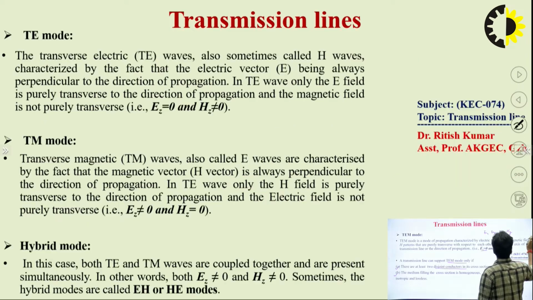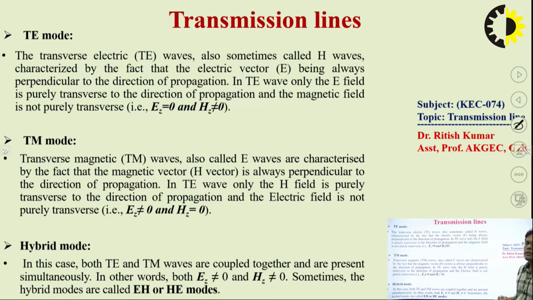The next one is the TE mode, that is transverse electric mode. As the name suggests, only the transverse component of the electric field will exist. If the propagation is taking place in the Z direction, then in the TE wave only the E field is purely transverse to the direction of propagation, and the magnetic field is not purely transverse. So in that case, Ez is always equal to 0 while Hz is not equal to 0.